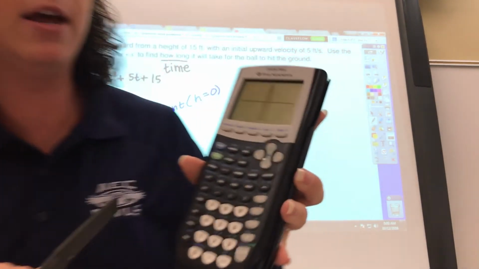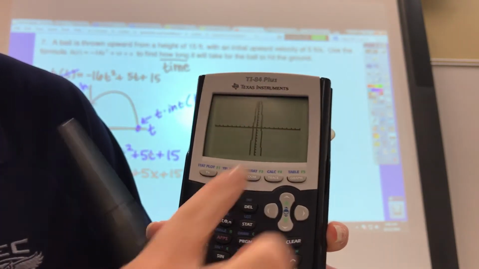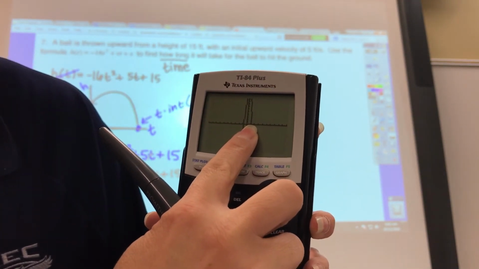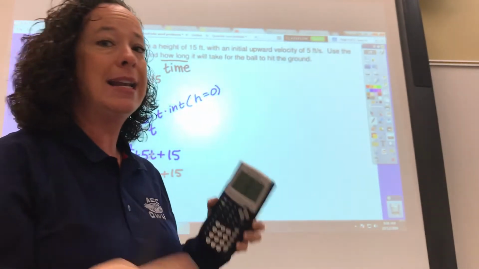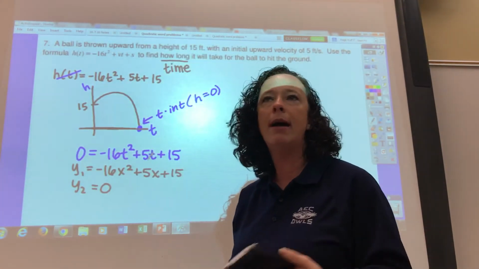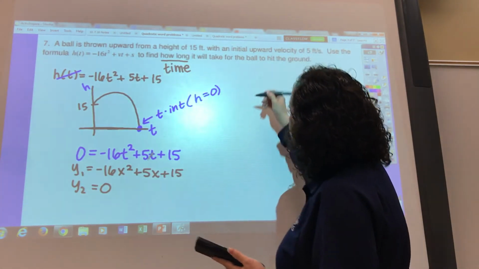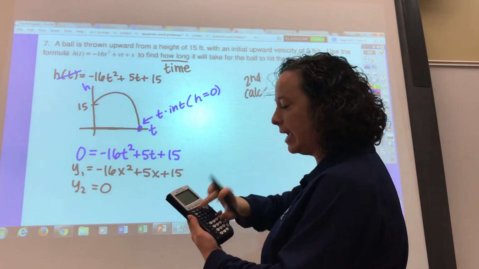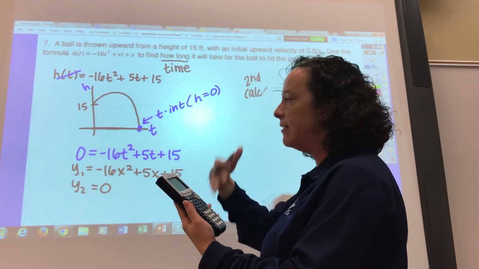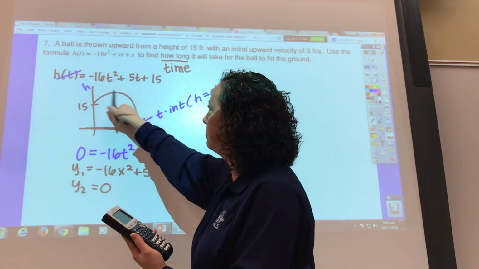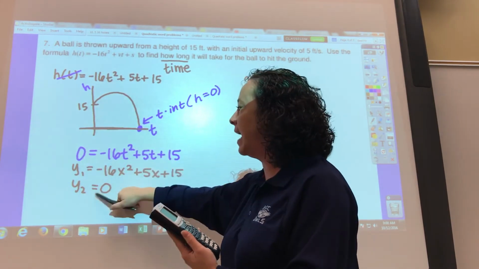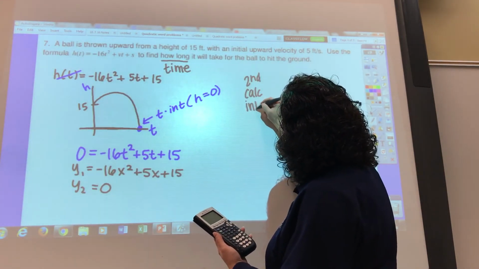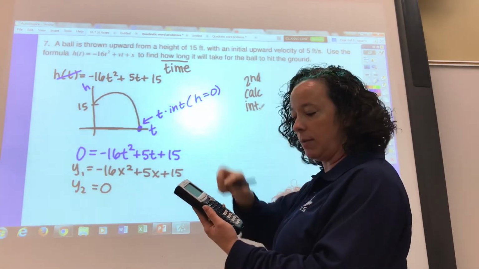So on this viewing window, the zoom standard, do I see where it hits the t-axis over here? Yes, in the first quadrant, I sure do. So since I see what I need, I don't need to worry about zooming or adjusting my window. I just need to go to second calc. I am setting this up to find an intersection point between this parabola and this line that we had it draw for us, y equals 0. So I want to go to intersection. That's number 5, so I'm going to hit 5.